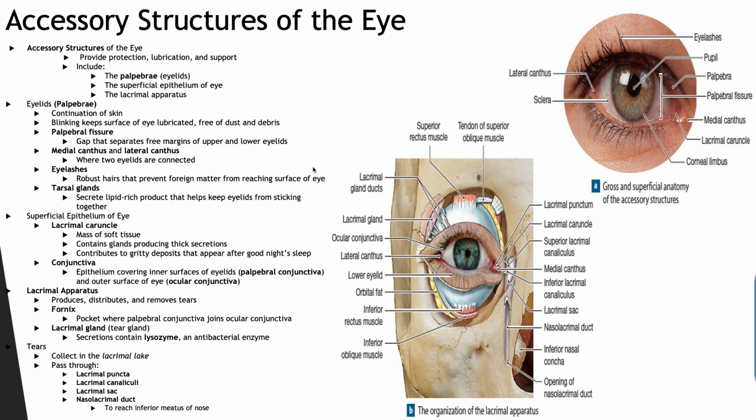At the medial canthus, the lacrimal caruncle, which is a mass of soft tissue, contains glands producing the thick secretions that contribute to the gritty deposits that sometimes appear after a good night's sleep.